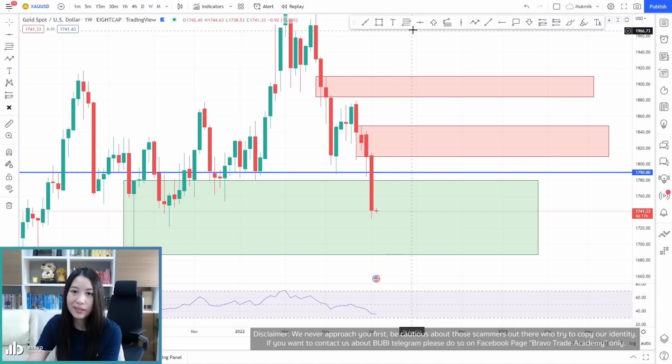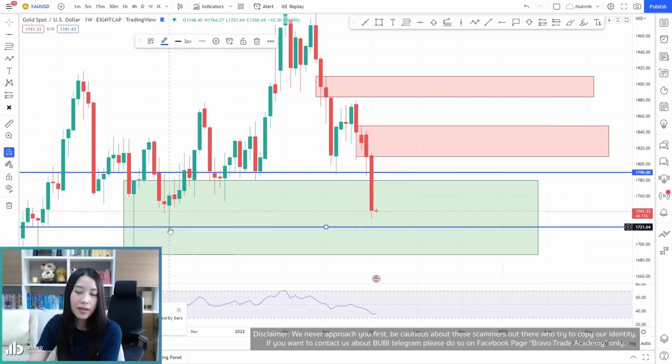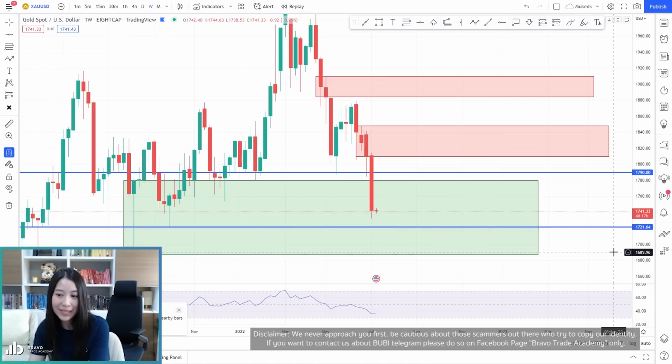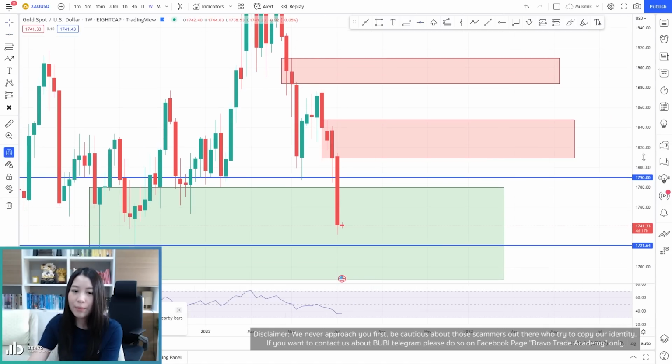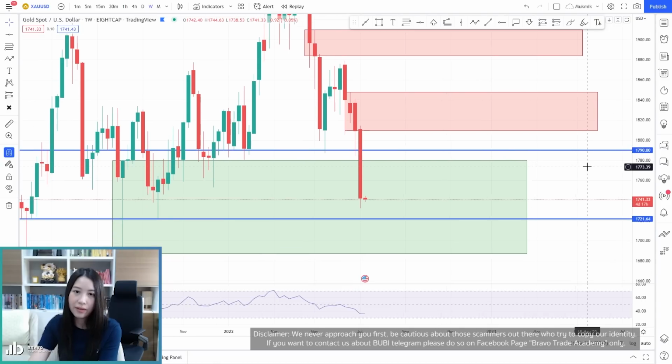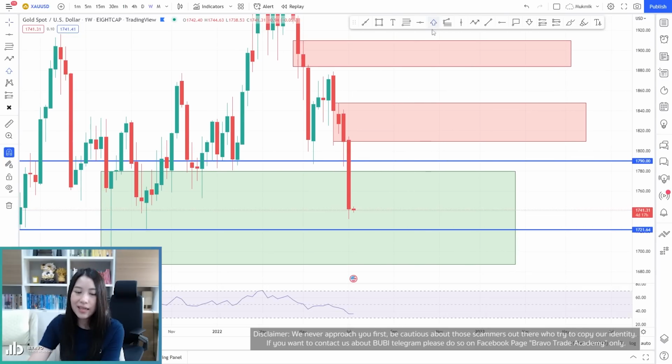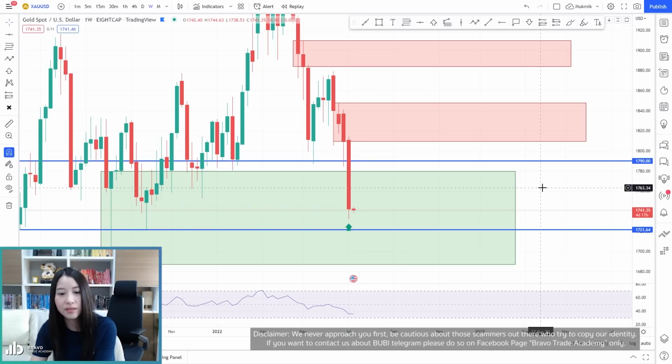Okay, what about the supports? So the supports would be the first one here at around 1720. Okay, so what about the candlestick? The price action of this candlestick. So the candlestick of the last week is a very strong bearish candlestick.